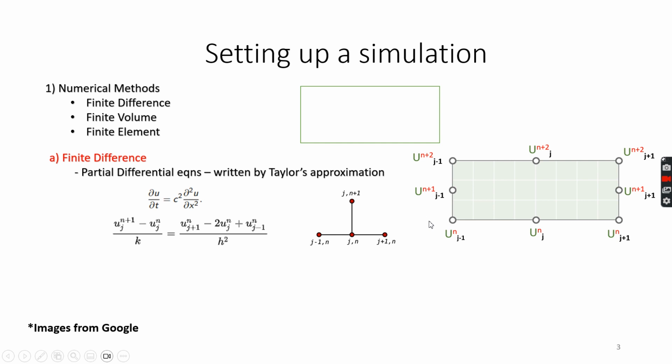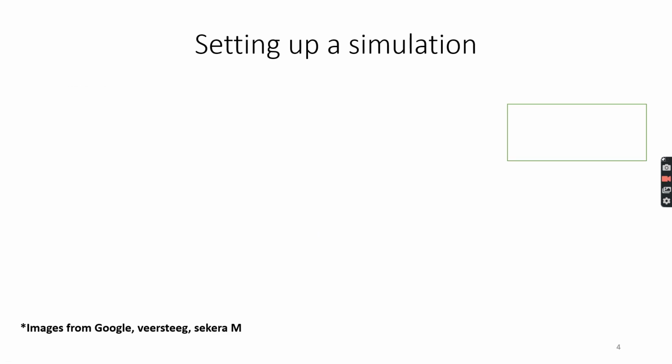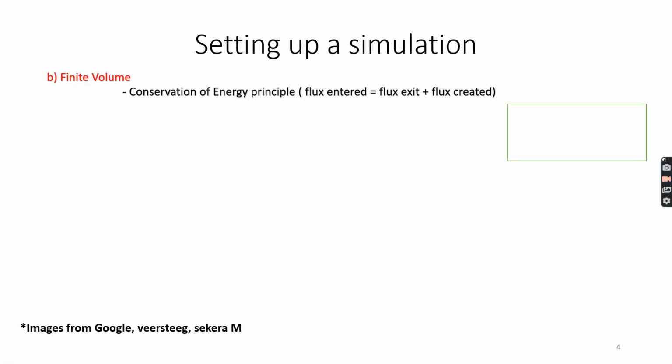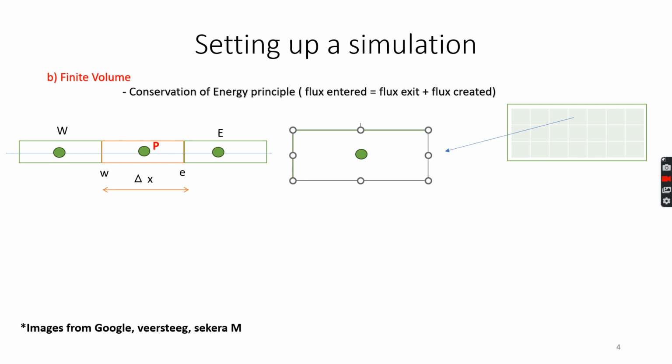So this is the principle behind the finite difference method. And if you look into the finite volume method, the principle involves the conservation of energy, which is that the flux entering a finite volume cell is equal to the flux exiting, and also the flux created inside a cell if there is any source term.